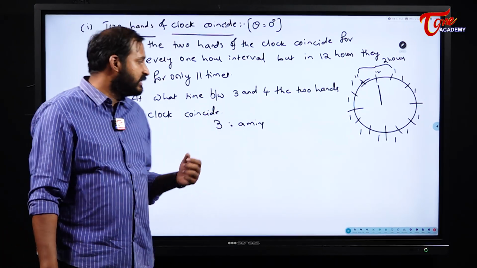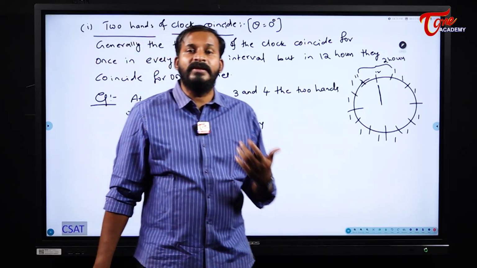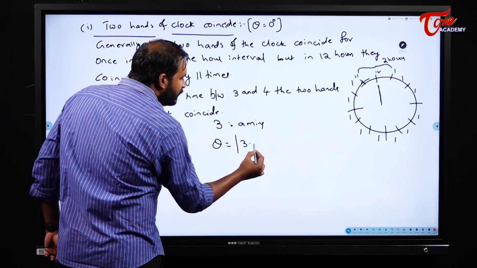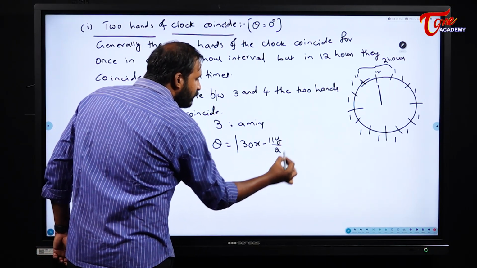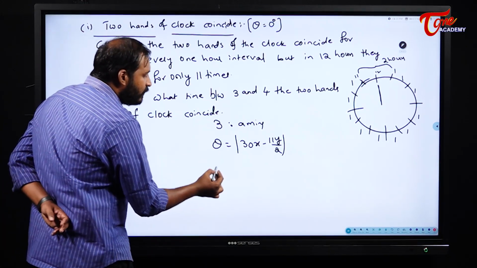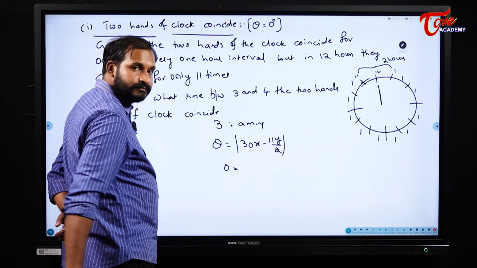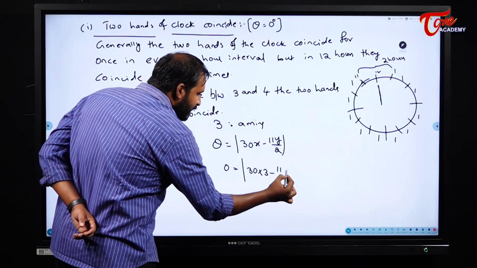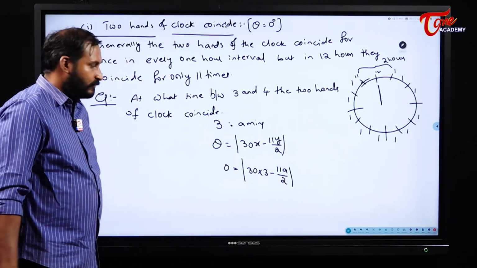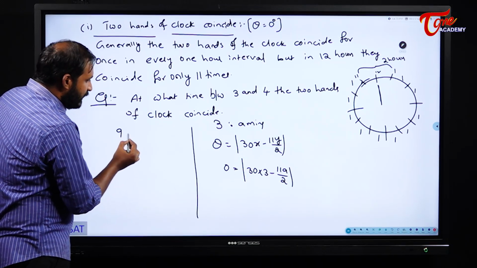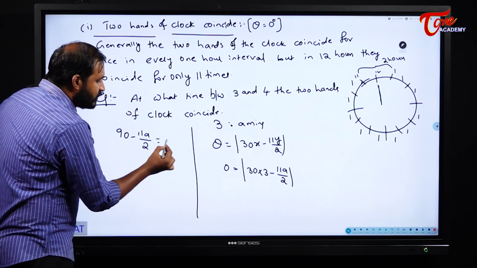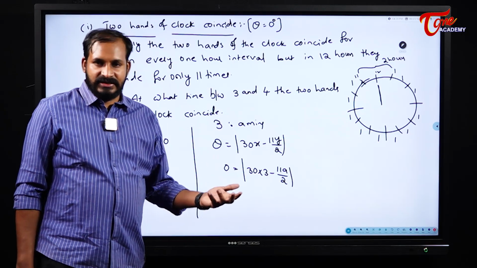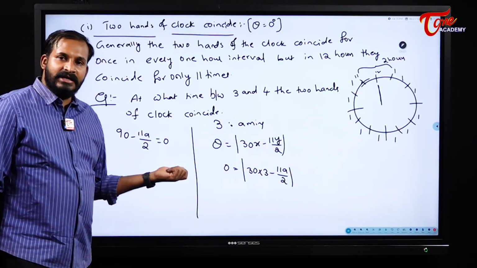So now, we know that when the two hands of the clock coincide, the angle between them is 0 degrees. So the formula is theta is equal to modulus of 30x minus 11y by 2. And we know that theta is equal to 0. So 0 is equal to 30 into hours, which is 3, minus 11a by 2. So from this I can write 90 minus 11a by 2 is equal to 0. When I send mod to the other side, it will become plus or minus 0, no problem for us. So directly I am writing it as 0.